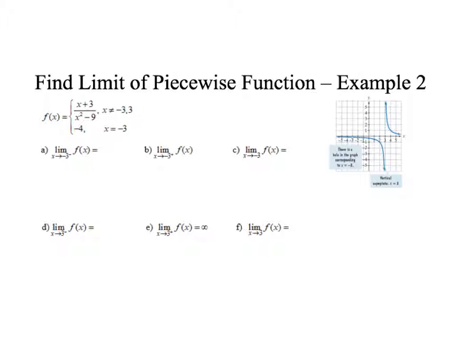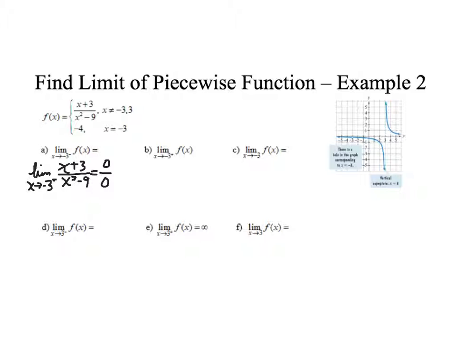So in order to find the limit as x approaches negative 3 from the left, we're going to take the limit of that top expression. Now when we plug in negative 3 here, we have negative 3 plus 3 on the top, which is 0, and on the bottom, negative 3 squared is 9. 9 minus 9 is 0. So what we really have here is a 0 over 0.